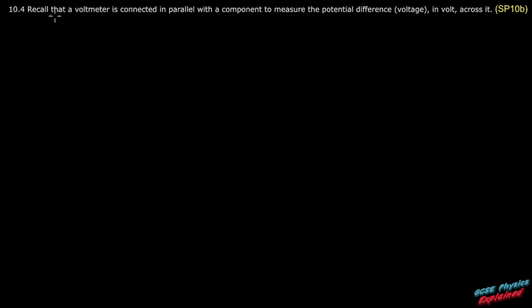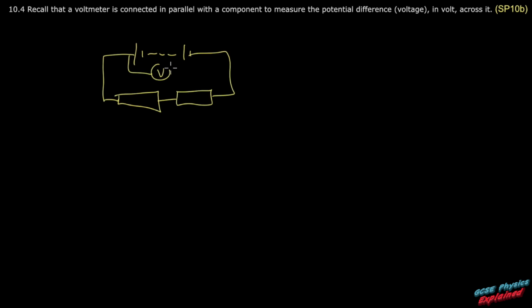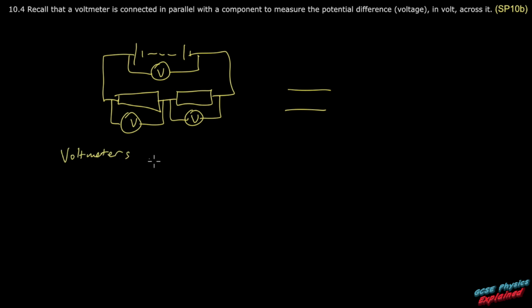Number 4. Recall that a voltmeter is connected in parallel with a component to measure the potential difference in volts across it. Right, well I've just showed you that one. So here's a quick circuit. If I want to measure the voltage of the battery, I need to go parallel across there. So the voltmeter gets connected in parallel. Those lines are parallel, like railway tracks. Voltmeters measure volts.